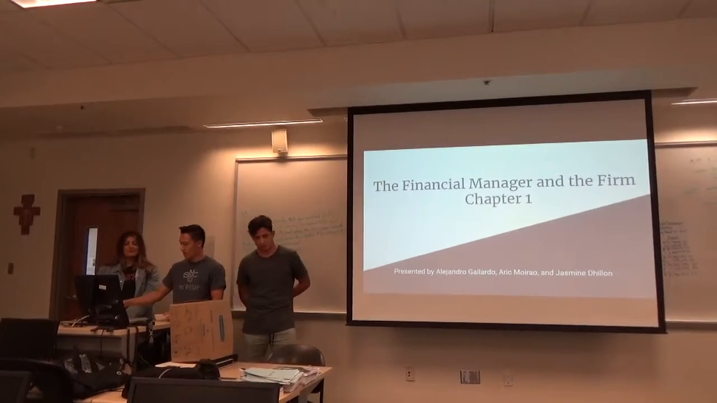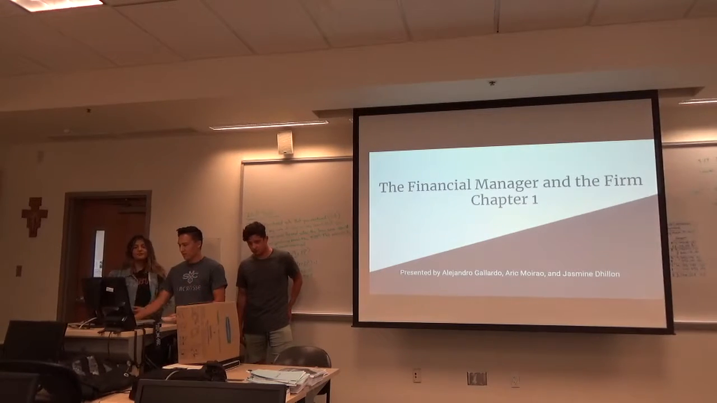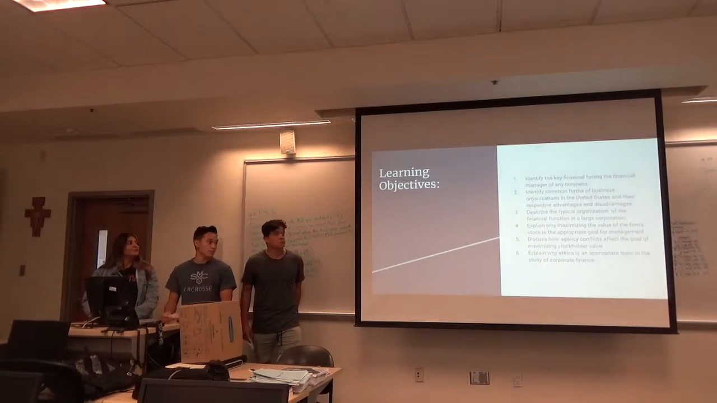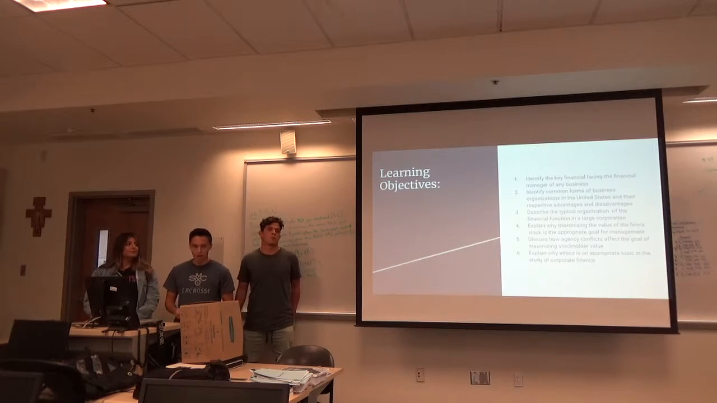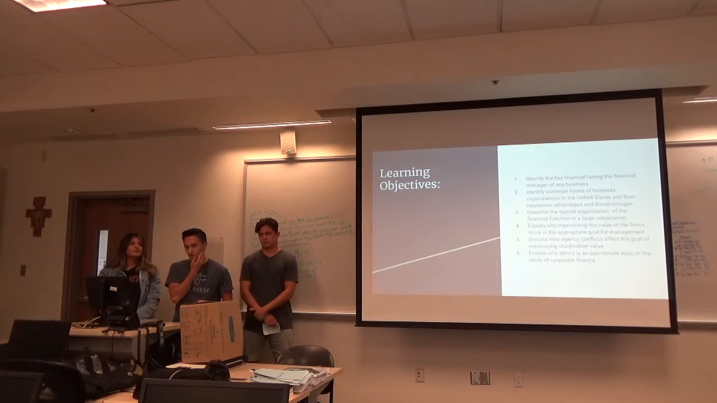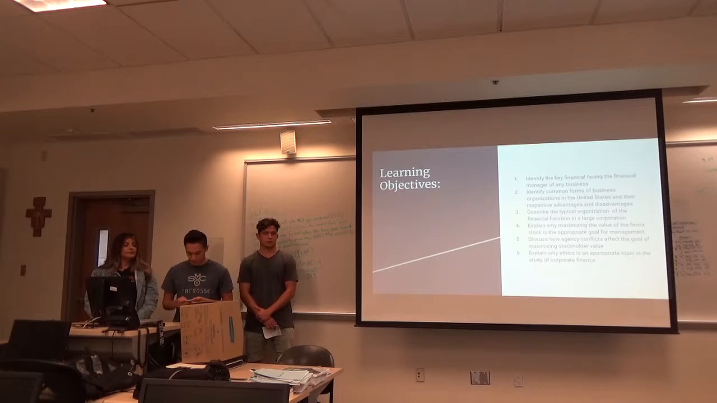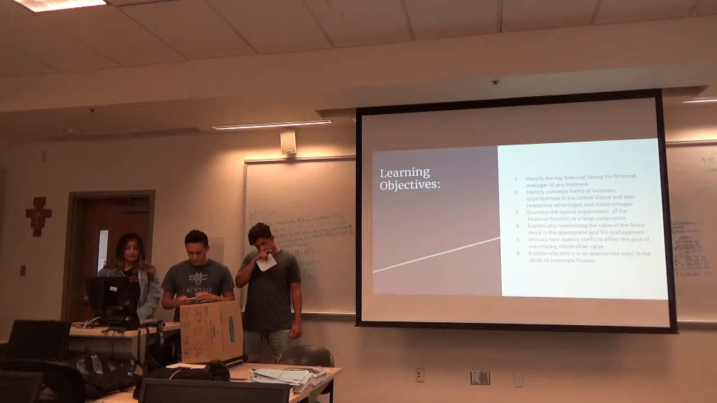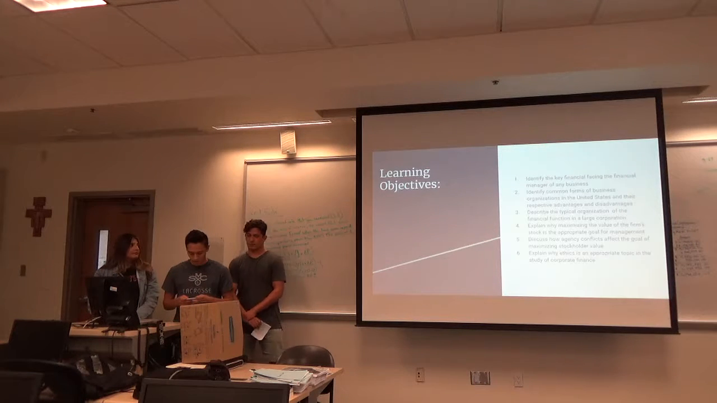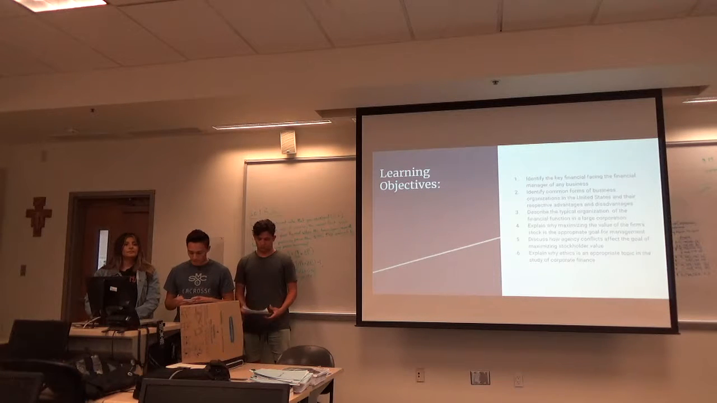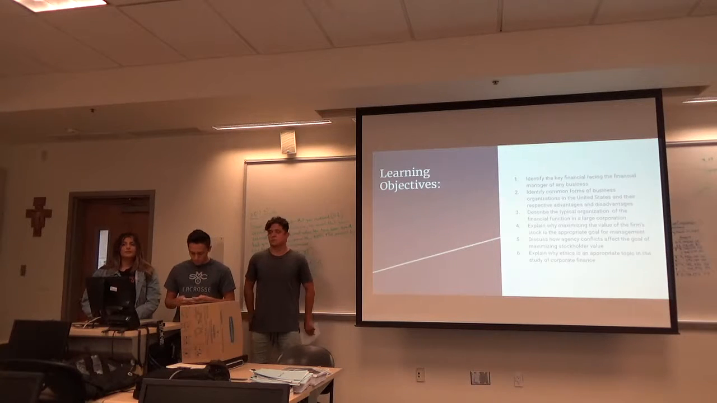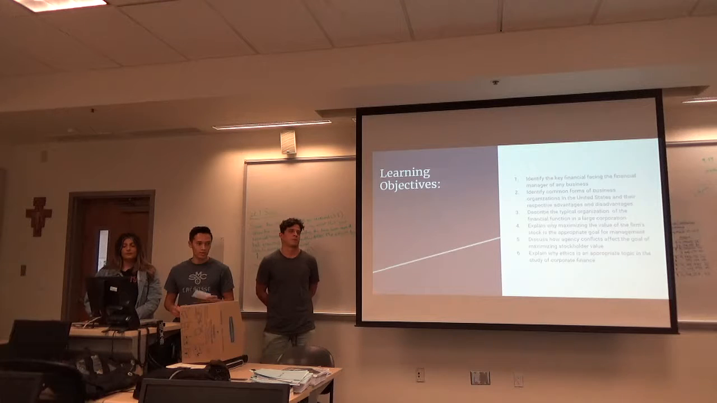Alright, so we did chapter 1, the financial manager and the firm. Some of the learning objectives for this chapter: identify the key financial decisions made by financial managers, common forms of business with disadvantages and advantages of each one, describe a typical organization of the financial function in a corporation, and then we'll also explain why maximizing the value of the firm's stock is a goal for the management team. We will also discuss how agency conflicts affect the goal of maximizing stockholder value, as well as explaining why ethics is important in corporate finance.